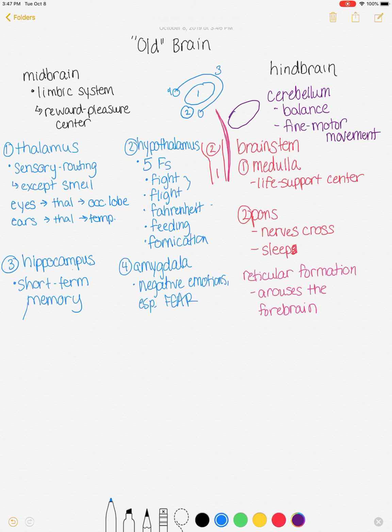So this is going to bring us to the end of the notes for the old structures of the brain. What I would like you to do now is you're going to go to the bio scenarios and complete numbers 1 through 10.